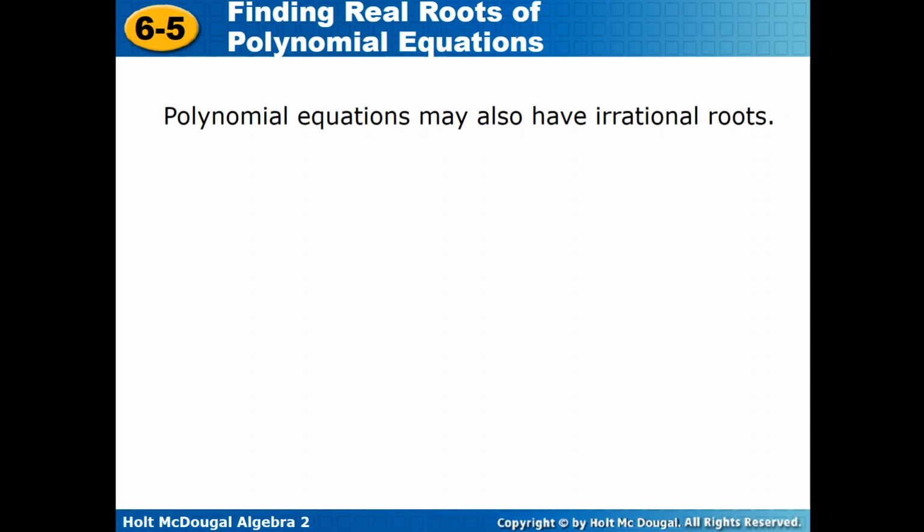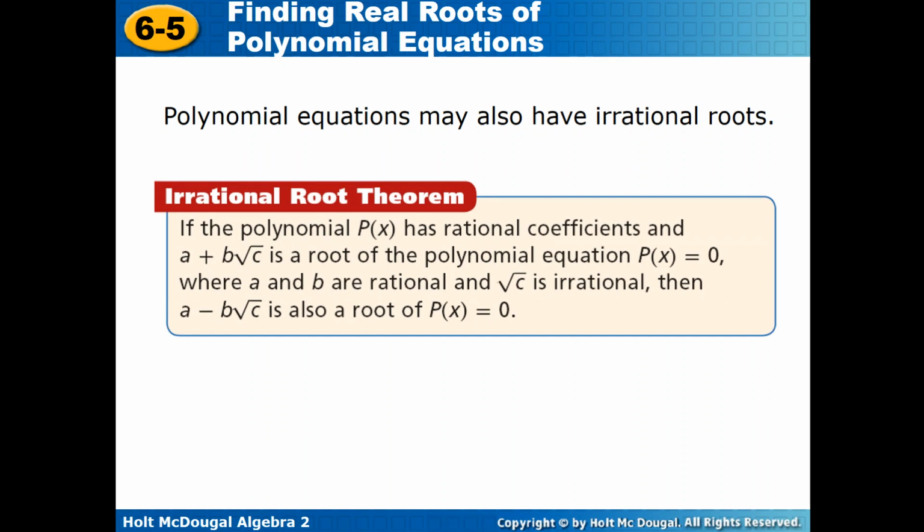All right, so polynomial equations may also have irrational roots. Here we're going to see once again, if the polynomial p of x has rational coefficients, and if a plus b times the square root of c is a root of the polynomial equation p of x equals 0, where a and b are rational and the square root of c is irrational, then a minus b square root of c is also a root of p of x equals 0. So let's take a look and see what that actually means.